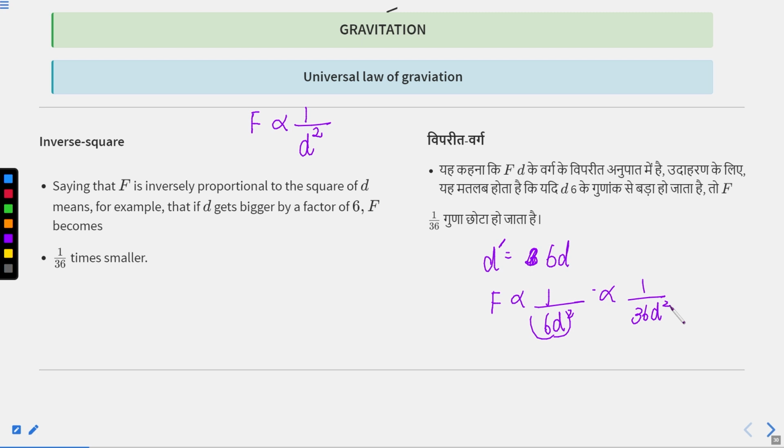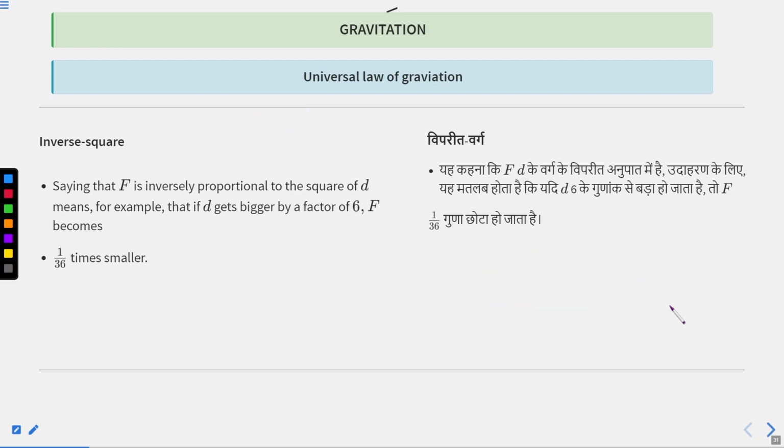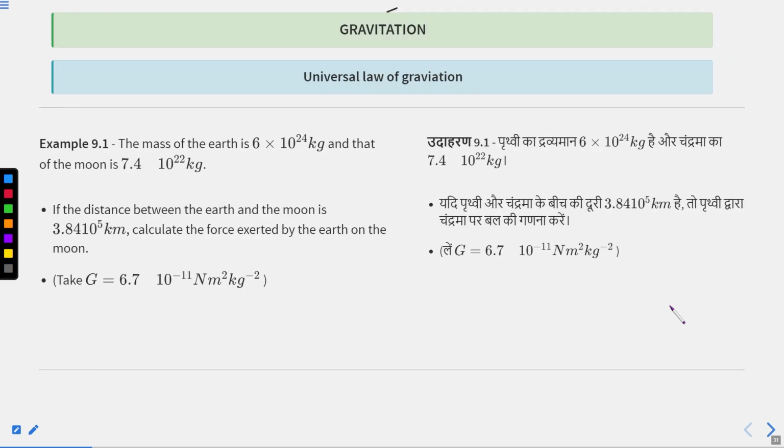Okay. So force decreases very fast if you increase the distance between two objects. Is it clear, class? Let's solve some examples to understand this formula more accurately.